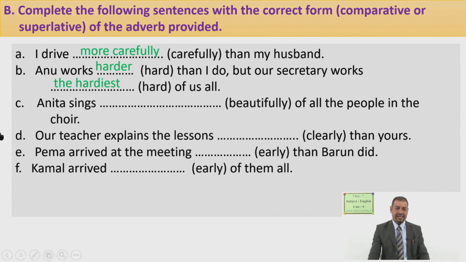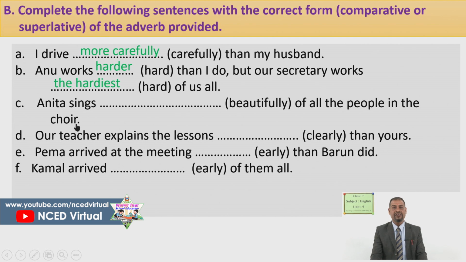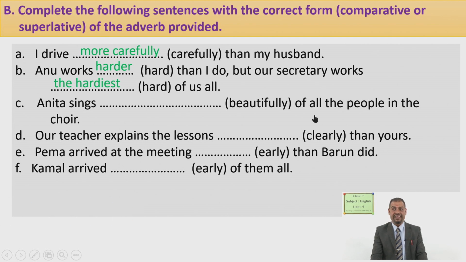Okay? Now see, Anita sings beautifully, all of the people in the show. So here is not than. So you have to use here, yes, the superlative form of the adverb beautifully. And your right answer should be the most beautifully. Anita sings the most beautifully of all the people in the show. Okay? Is it clear? Then D. Our teacher explains these lessons. So what is the correct answer? Superlative form or comparative form?